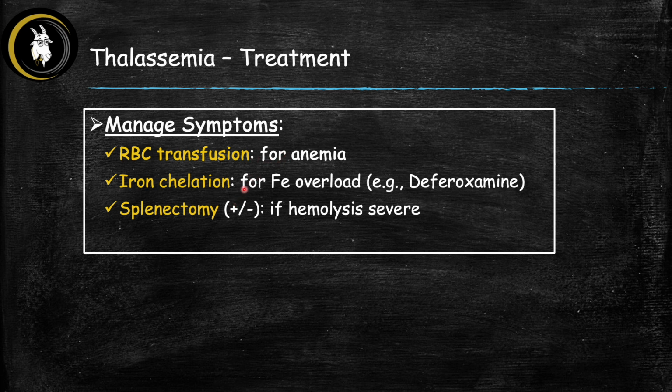Now, as we talked about a few minutes ago, a consequence of these frequent red blood cell transfusions is iron overload and secondary hemochromatosis, so some patients may need therapy with iron chelators to remove the excess iron. And then finally, in some cases where hemolysis is really severe, a splenectomy is done to remove the patient's spleen surgically to prevent it from causing any further hemolysis.